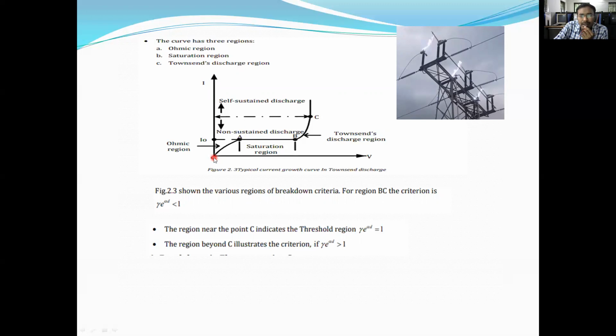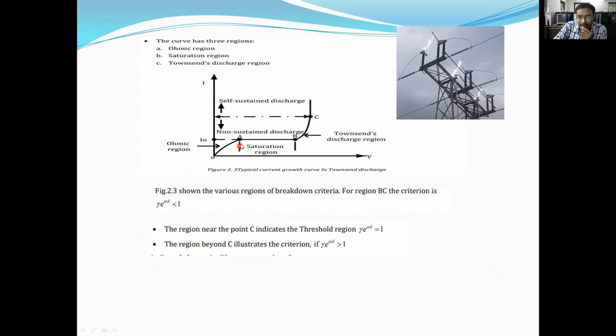Here, the first is the ohmic region, 0 to A. Here the current is slowly increasing. The current across the insulator slowly increases, and it satisfies Ohm's law. We know that according to Ohm's law, V is proportional to I. So according to the slowly increasing voltage, the current is slowly increasing. That's why this region is called the ohmic region.